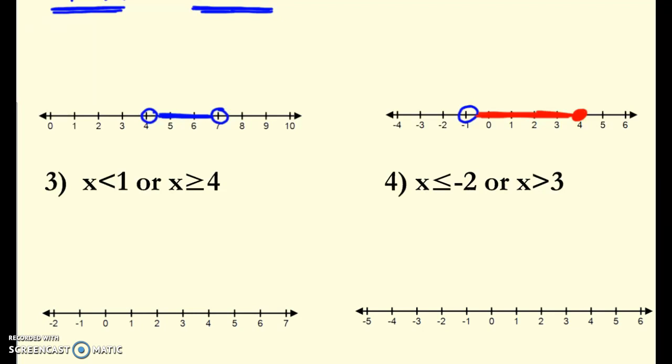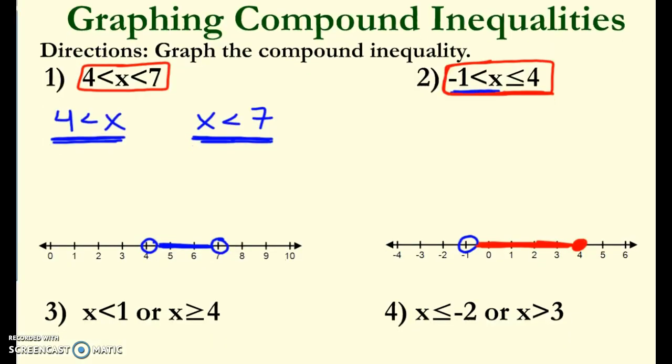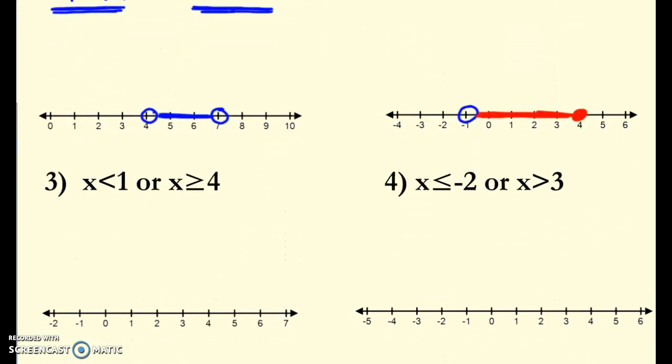For number 3 and 4, notice we have this or statement. If we look back on our previous slide, see how our graphs are going in different directions here. So we're going to think about that idea as we're graphing for these ones. For number 3, I'm first going to do my circles, because I know how to do that. I'm going to have my open circle at 1. I'm going to have my closed circle at 4. And since we have our or statement, I'm going to have my graphs going in opposite directions.